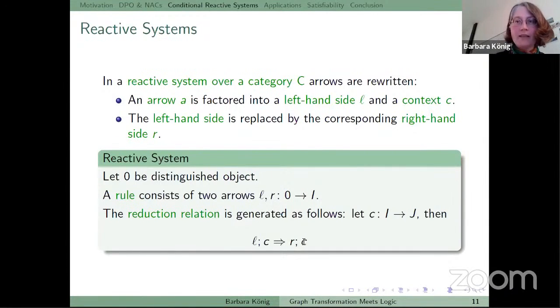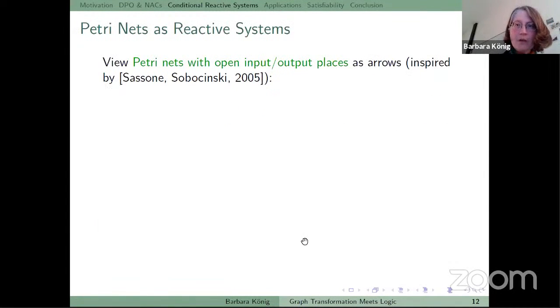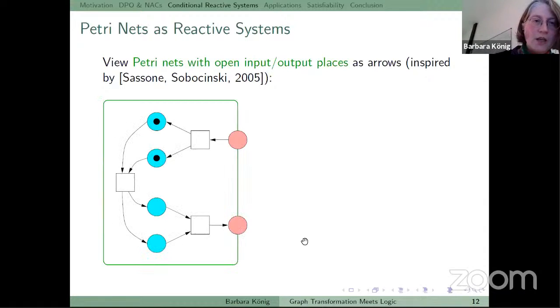Now, of course, we have to see what this means and how it matches our intuition about rewriting. Also, in what sense does it encompass double-pushout rewriting? But before that, I wanted to give you an example. We consider Petri nets. This is inspired by a paper by Vladimiro Sassone and Pavel Sobocinski. You take a Petri net and view it as an arrow. So you have input places, but there are no input places, so this is kind of empty, and output places.